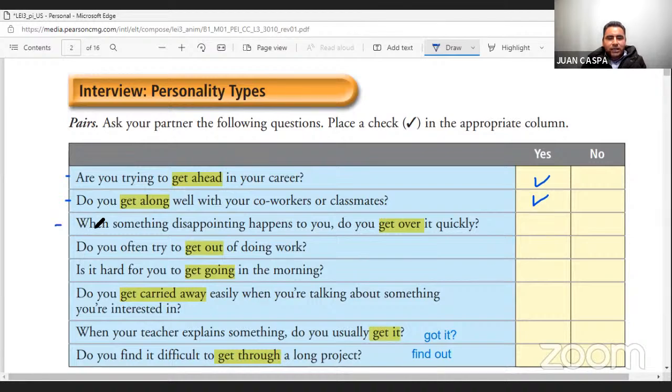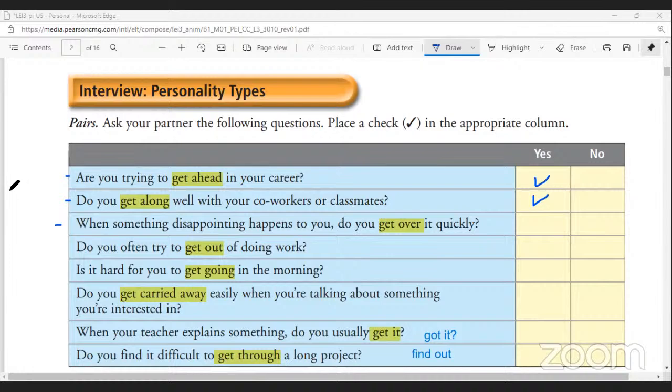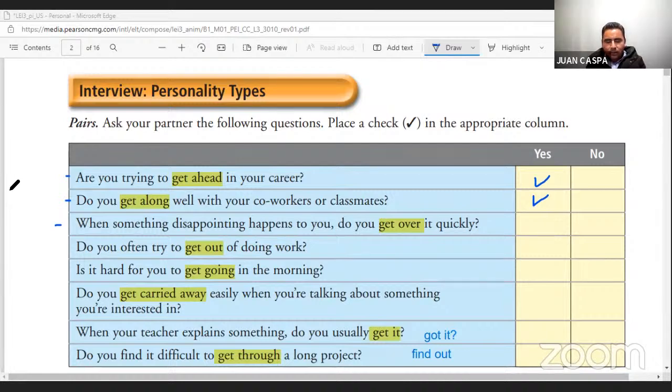Now, Roger, ask your classmate, Ernesto, the third question. Okay. When something disappointing happens to you, do you get over it quickly? Quickly, yes. Quickly.